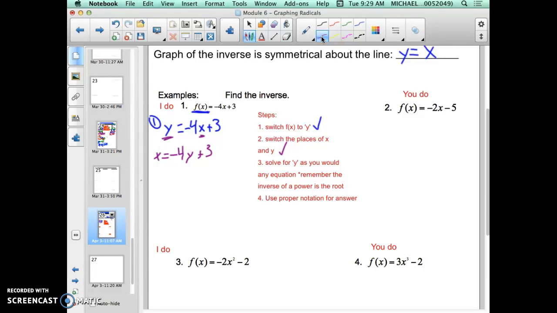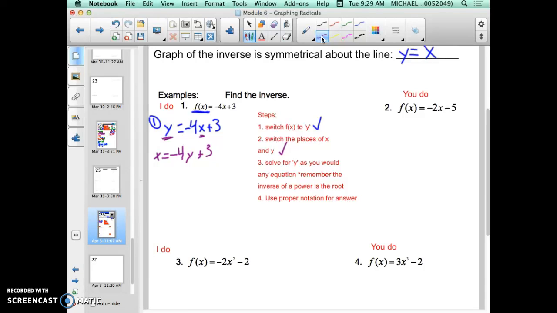All right. Then step 3, solve for y as you would any equation. Remember, the inverse of a power is the root. And we'll get down with that. I'm going to do 2 more I do problems in this video. And this step 3 might look different, just depends on what the given function is.